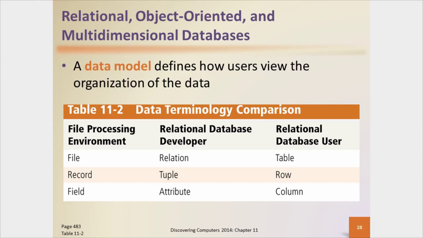On the other hand, if you're a database developer, a file or a table is referred to as a relation. A row or a record is referred to as a tuple, and a field or column is referred to as an attribute. So sometimes you'll see these terms intermixed or used depending on the individual. They all represent the same things. It's just a different perspective of the same concept.